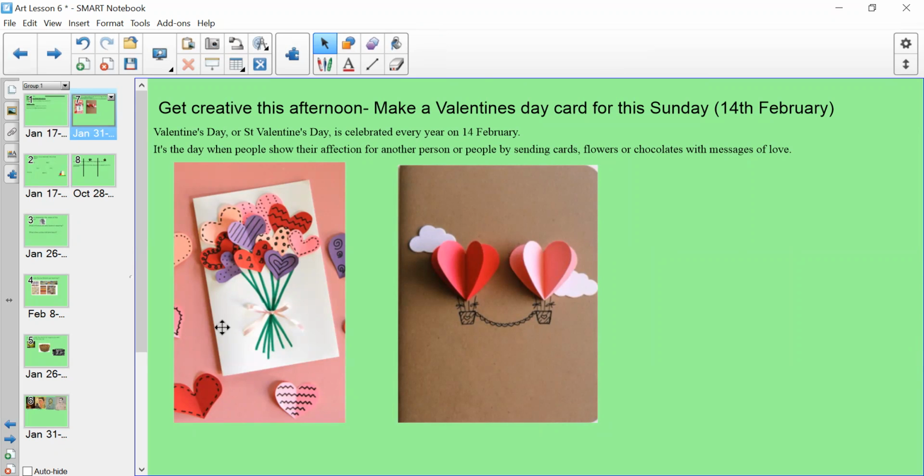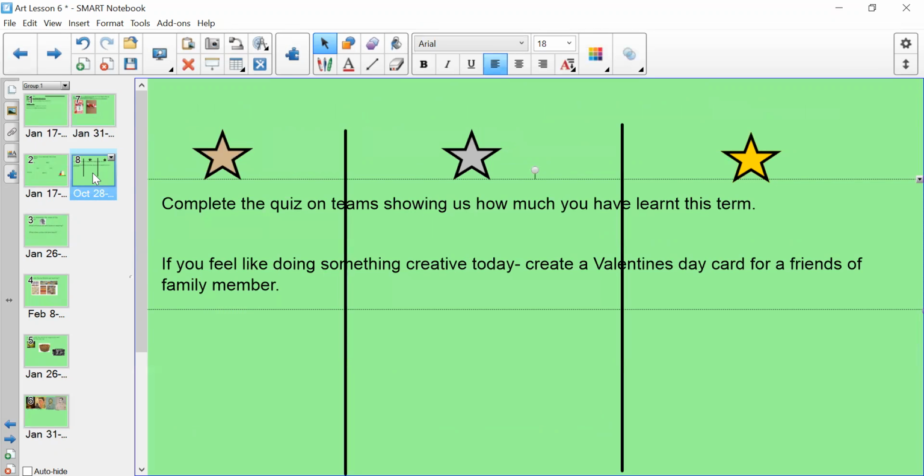So you have an option to do that as well after your quiz, but it is really important that you complete the quiz. Okay, and then those are just your two activities. So completing the quiz and making cards for Valentine's Day if you'd like to.